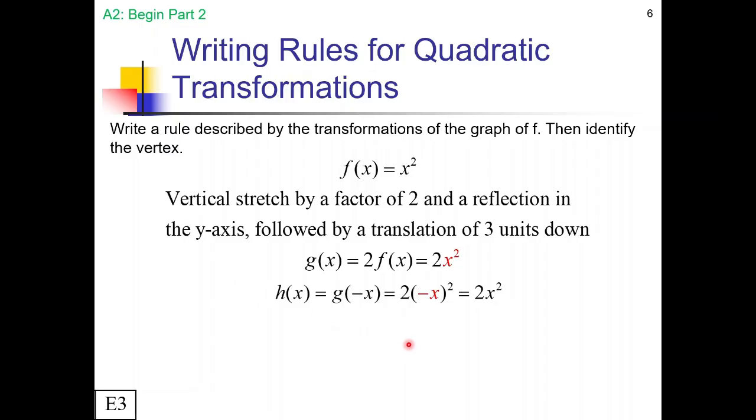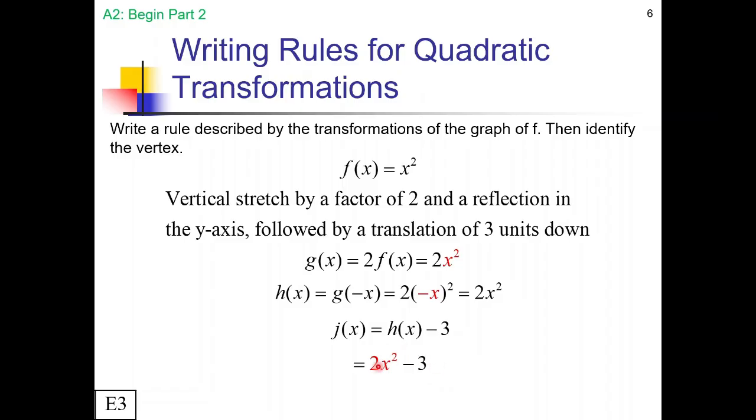All right, so we've got one more to do. That's a translation of 3 units down. So I'm going to write another function. I don't like using I as a function, so I'm going to use j instead. j of x, I'm going to call that h of x, and then 3 units down, I'm going to have to subtract 3 from the h function. So h of x minus 3. And since the h of x function is just 2x squared, that's just 2x squared minus 3. So that's what my transformed function looks like.